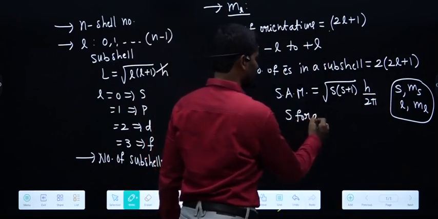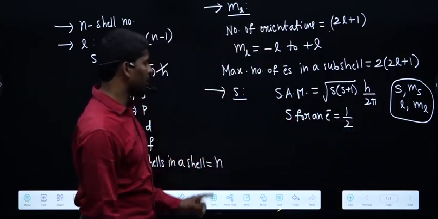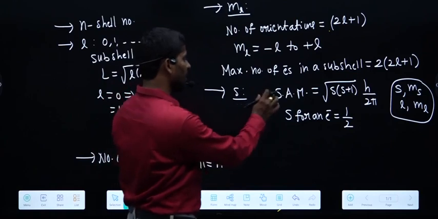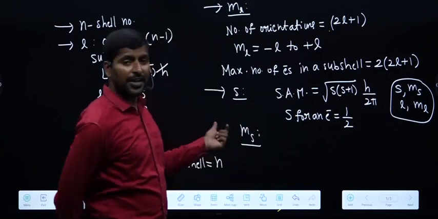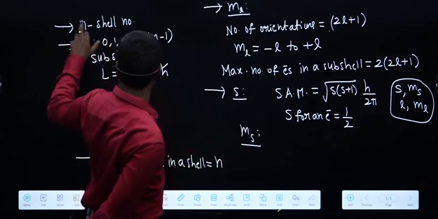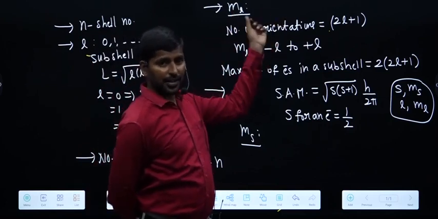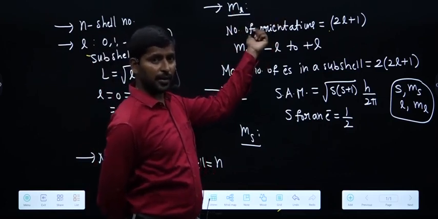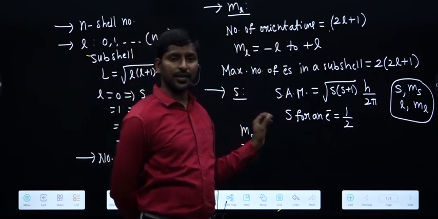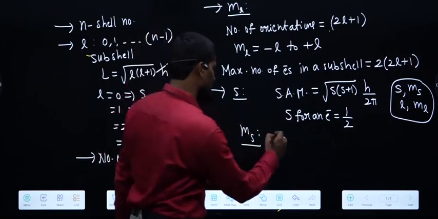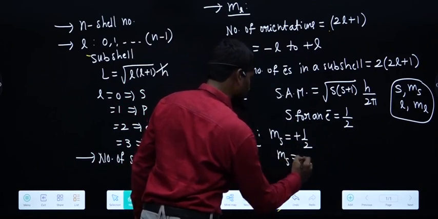Here s is called the spin quantum number. The spin quantum number for an electron is 1 by 2. ms gives the orientation of the electron. What is the orientation of the electron present in an orbital? So n is the shell, l the subshell, ml the number of orientations taken by a subshell or number of orbitals in a subshell. This ms gives what? Upward orientation or downward orientation? For upward orientation it is plus half. For downward orientation it is minus half.